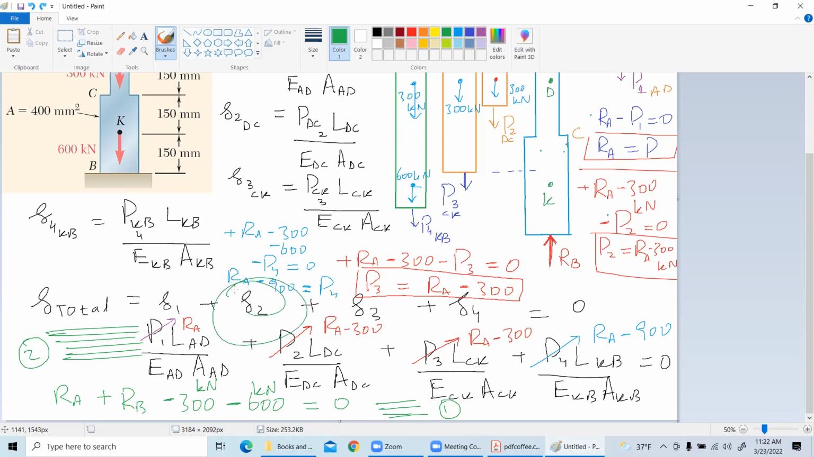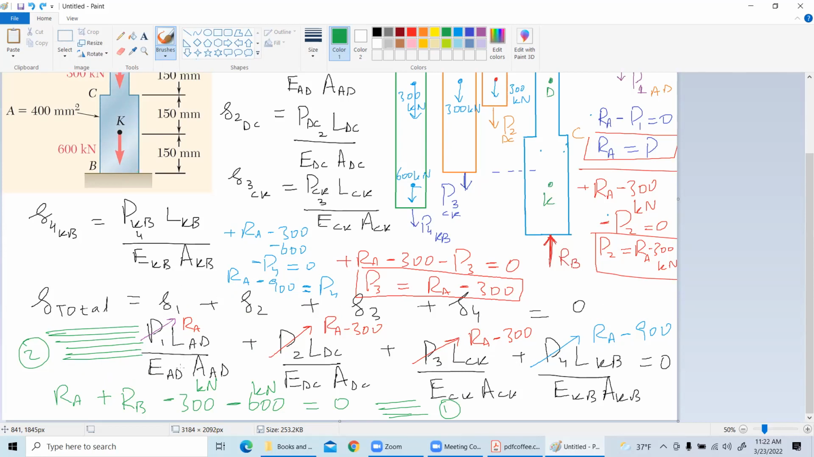So you will actually get a beautiful RA from here, and that beautiful RA I will be putting here. That will give me RB. Just give me the values of RA and RB. We are not going anywhere until you give me the RA and RB. The problem doesn't make sense, right?